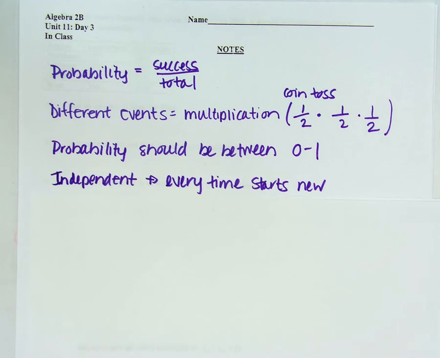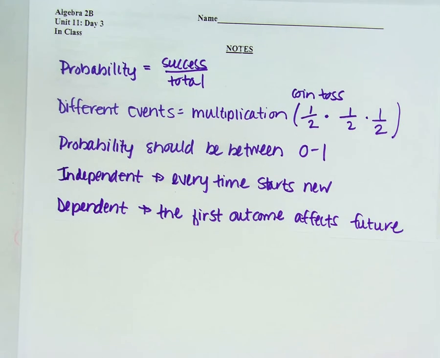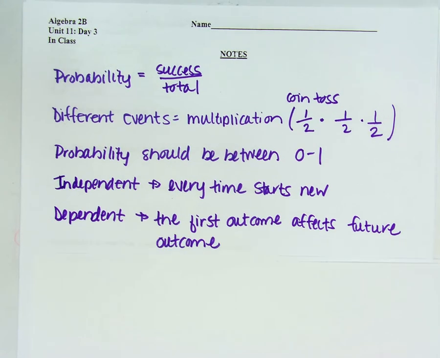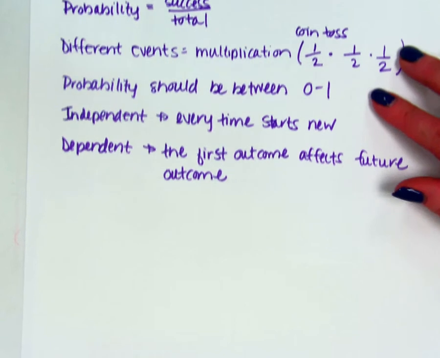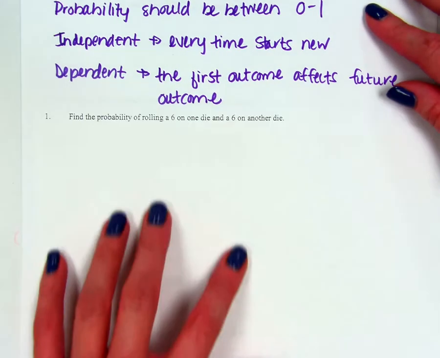There are 2 different types of probability that we're going to cover. Independent means every time we start, it starts new, so what we did previously does not impact what we're doing moving forward. Dependent is the opposite. The first outcome of our probability that we've solved for is going to affect our future outcome. If you need to, pause the video and write those down, and we'll talk a little bit more about those as we get into this.